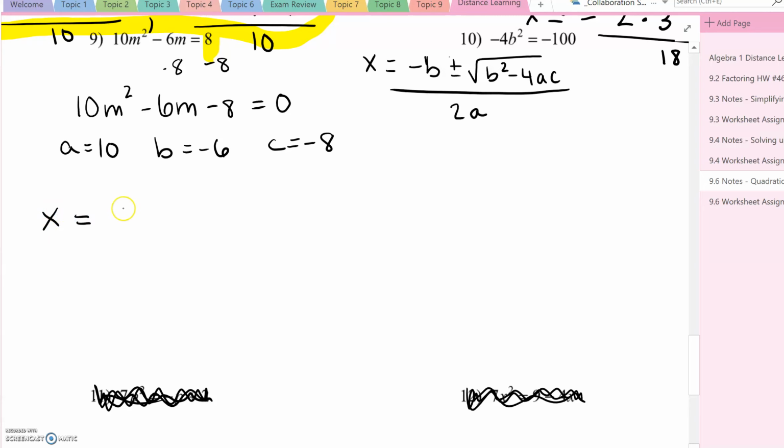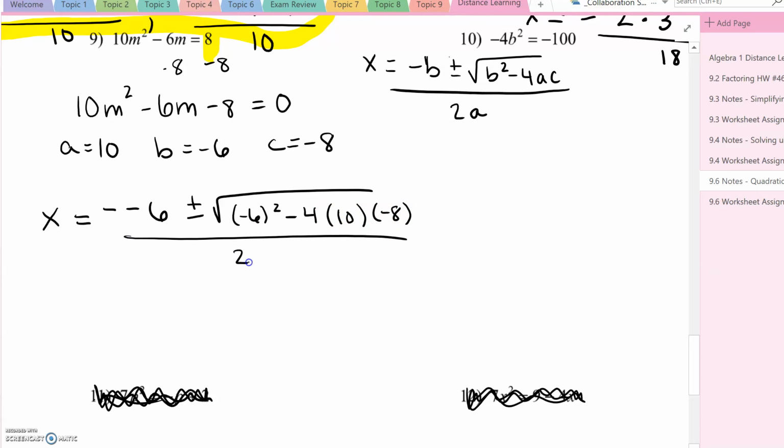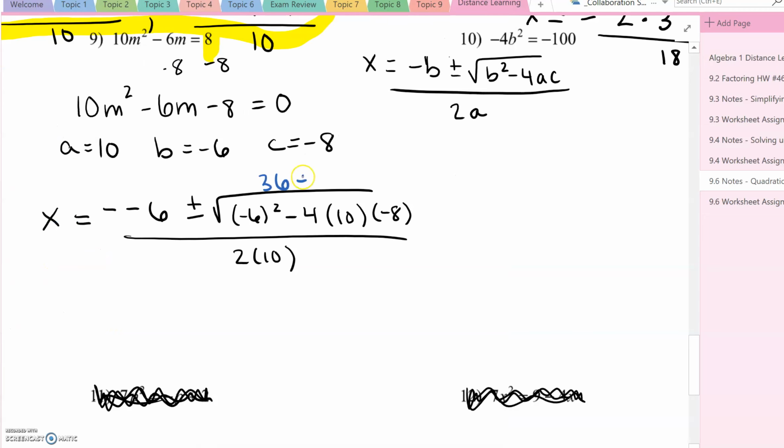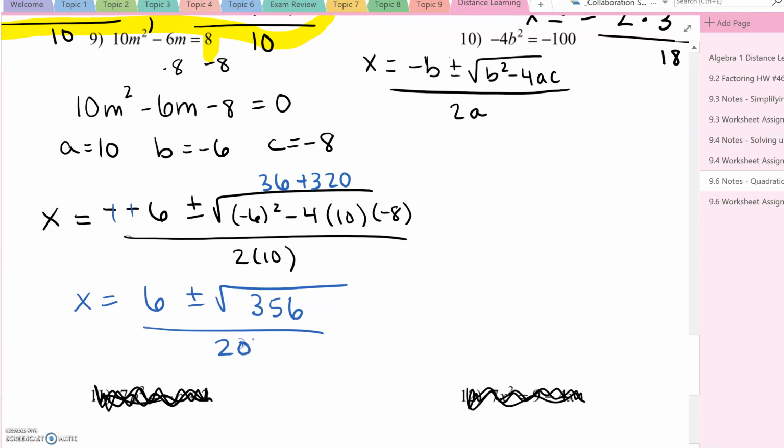So we have x equals negative 6, negative b, plus or minus the square root of b squared minus 4 times a times c all over 2a. These numbers are going to be bigger than we're used to, but that's okay. We can do it. I believe in us. We need to activate our brains during this time. Okay, so let's start on our square root first. The square root of negative 6 squared is 36 minus 4 times 10 is negative 40. Negative 40 times negative 8 is 320. So 36 plus 320 is what's inside of our square root because a negative times a negative is a positive. So we get x equals negative 6 is just 6 plus or minus the square root of 356 all over 20 because 2 times 10 is 20.